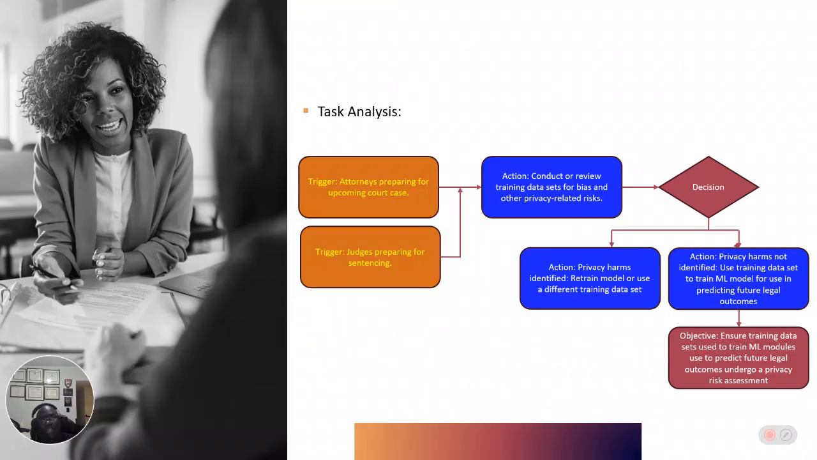This is my task analysis map. Again, the users are either attorneys or judges. They have to review the training data sets before they're used in the model. They have to make two decisions, as I talked about. One is, if the assessment determines that the model fails, that it has been trained on personal information, you can't use it. If it does pass, then you can use it, but you must continuously monitor it, because the goal is to make sure that the training data that contains personal information has undergone this rigorous review and assessment before, in the future, it might cause privacy harms or privacy invasions.